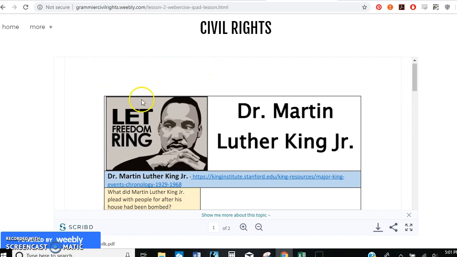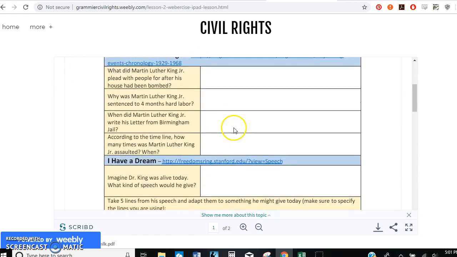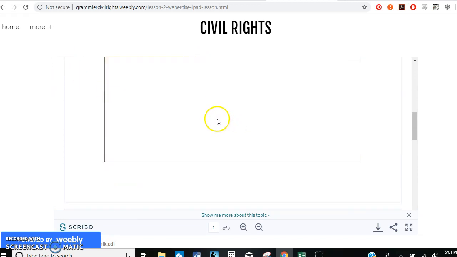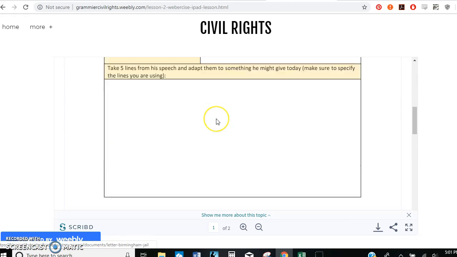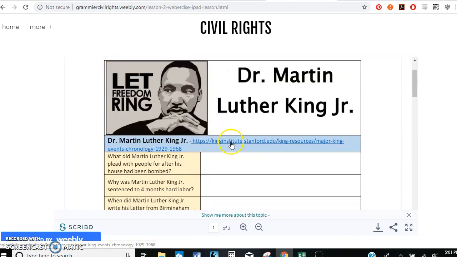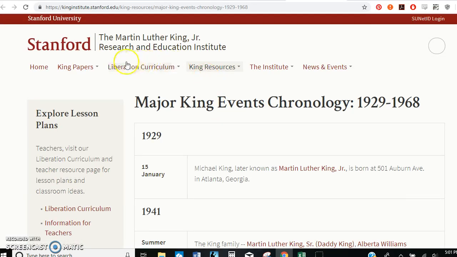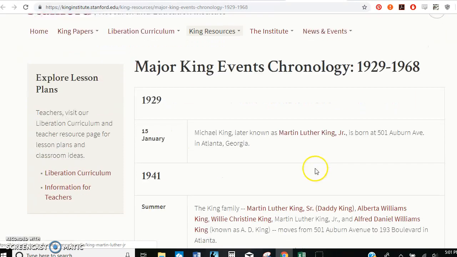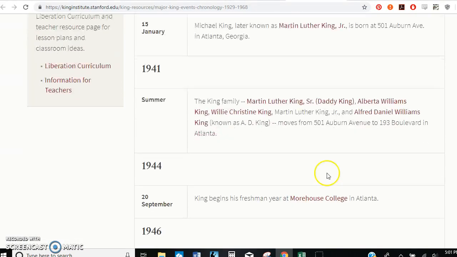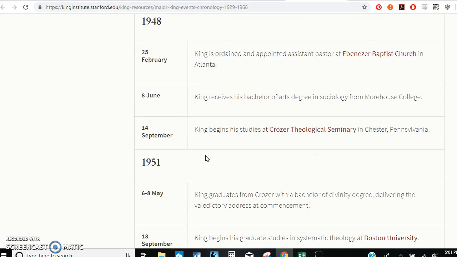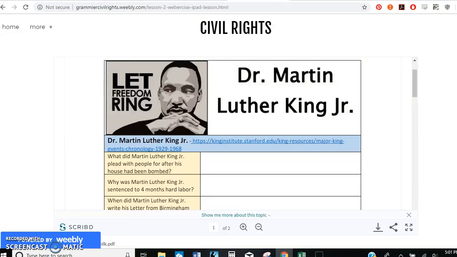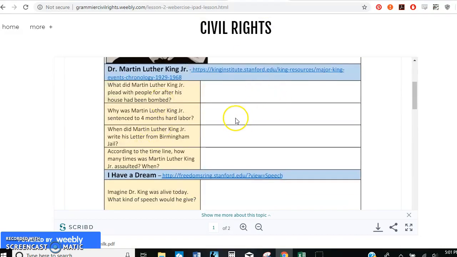During this WebQuest, the students are going to be able to access a few different websites and be asked to answer questions on those websites. The first being the King Institute at Stanford University is going to be a really important resource for them. As this page shows you, this is the major Dr. King events chronologically, and there are also links to other people that it mentions and events and locations that they can click on to get a little bit more information as they go through it. So it's an interactive tool as well, and then they'll be able to answer these questions.